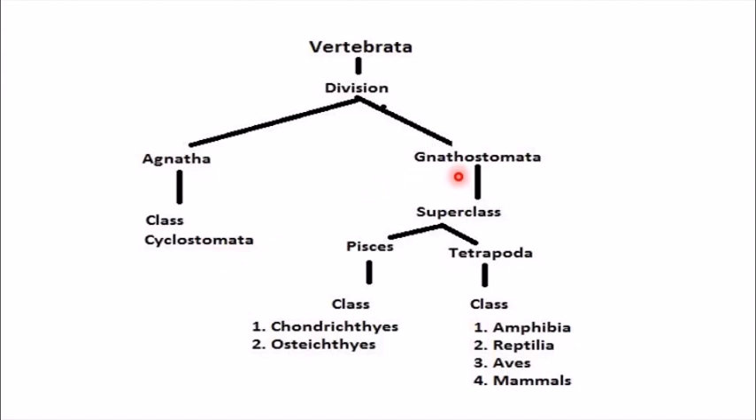Next is Gnathostomata. In Gnathostomata, all the five classes are included, which are Pisces, Amphibia, Reptiles, Aves and Mammals. Now Pisces also has the classes Chondrichthyes and Osteichthyes. Now you don't have to do these two classes, you only have to do Pisces, Amphibia, Reptile, Aves and Mammals. So these were the six classes of the subphylum Vertebrata.